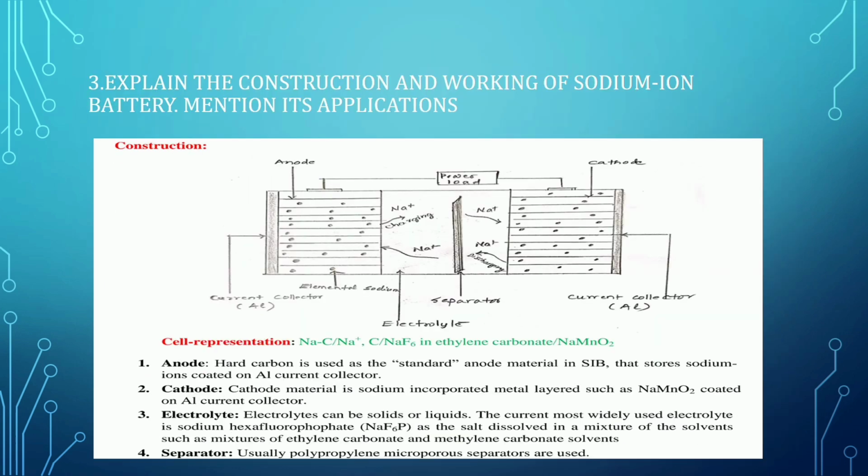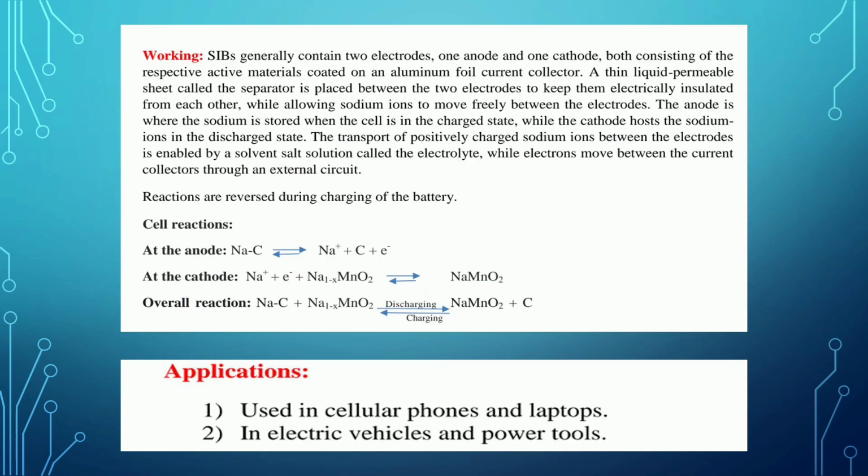Explain the construction and working of a sodium ion battery. Mention its applications. Again, for this question, in the construction part, you have to draw the diagram and explain a few points. When you remember the diagram, you can easily explain this construction part: anode, cathode, electrolyte, and separator, which are already in the diagram. You need to just explain. And in the working part, you should mention the chemical equations, and you can mention the applications, these two points.